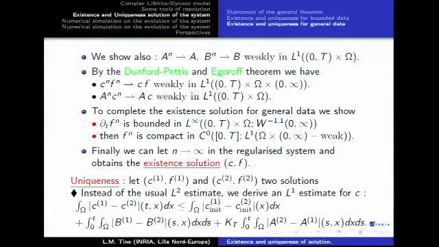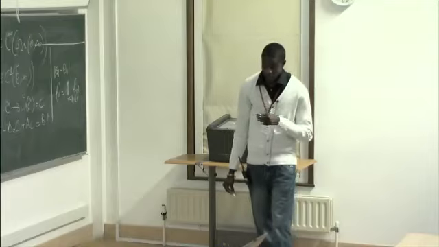Cn Fn converges weakly toward Cf in L1, and An times Cn converges weakly toward AC in L1 of 0 to t times omega. To complete the existence of a solution for general data, we show that the partial derivative of Fn is bounded in this space. Then we have Fn is compact in C0 of this space. Finally, we can let n go to infinity in the regularized system and obtain the existence of the solution Cf.